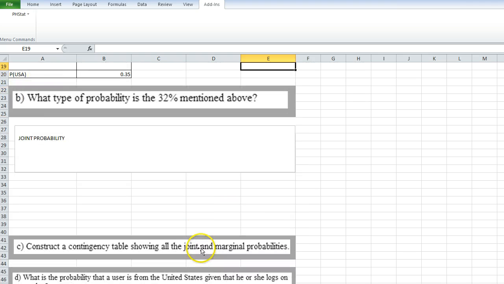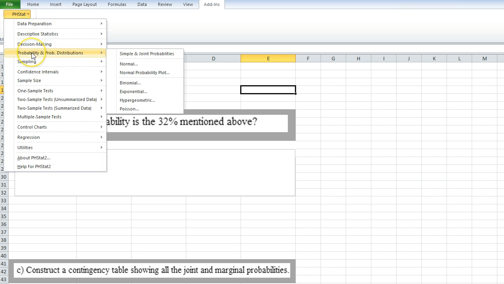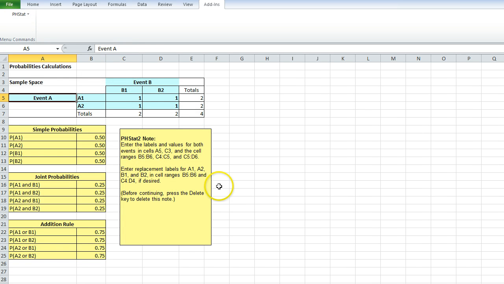The next part of the question wants us to construct a contingency table, and I am going to use my add-in PHStat, and I'm going to show you the power of templates in PHStat with a caution that you absolutely have to understand what the templates or the built-in formulas are doing. Now, if you notice, this comes with a bunch of data, and what it does, real briefly, is generate a contingency table for you.